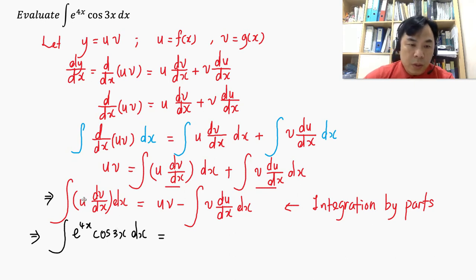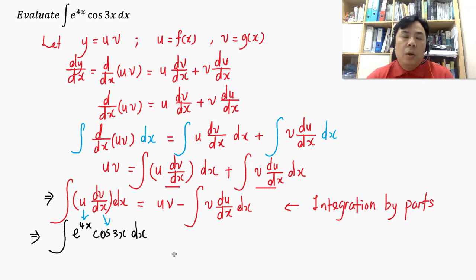So from here, we can see that by comparison, we can assign u to represent exponential 4x, whereby we can assign dv/dx to represent cosine 3x. All right. Now that is our intention here. I hope that is clear.